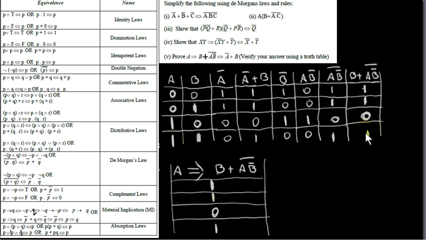Finally, A is 1. This is 1. So this A is true. This proposition is true. So the implication is true. Notice now that this column is identical to A bar plus B. So these two columns are the same, showing the equivalence.